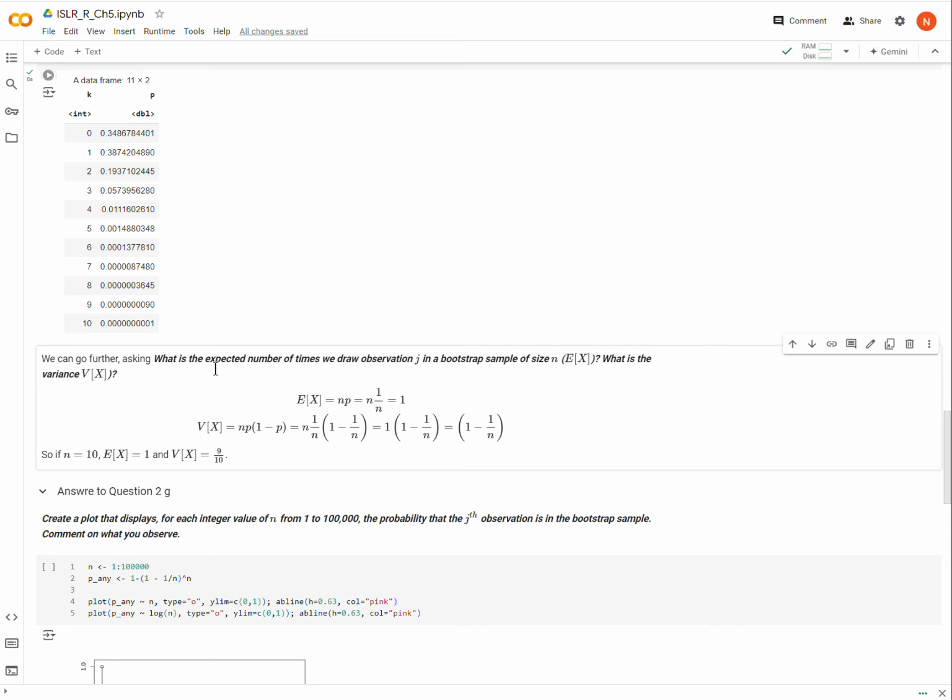And how do we find the variance? Well, the variance for a binomial distribution is np times 1 minus p. So the np we've already found, and that's just 1. And 1 times what's in parentheses is just this guy right here. So that's the variance of how many times we expect to find observation j in our sample. So if n equals 10, then the variance is 9/10.